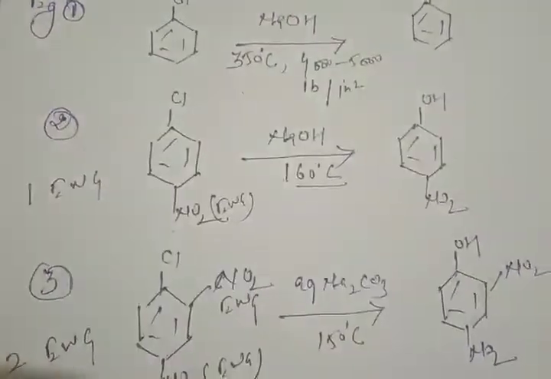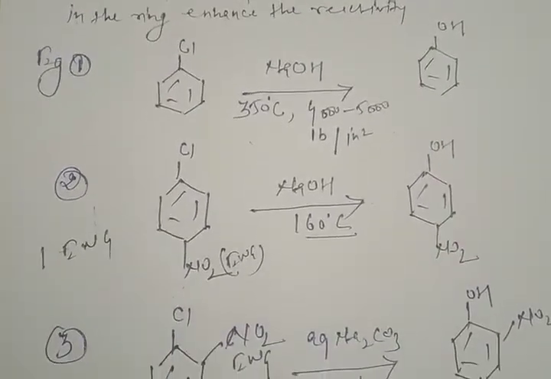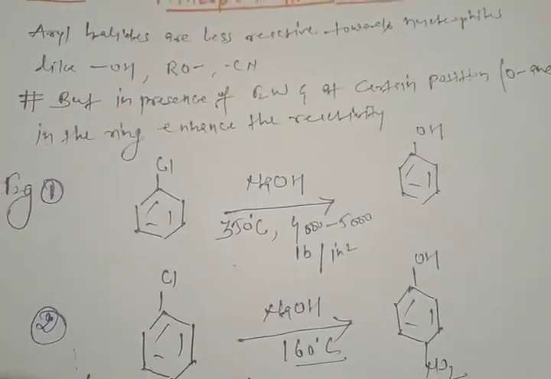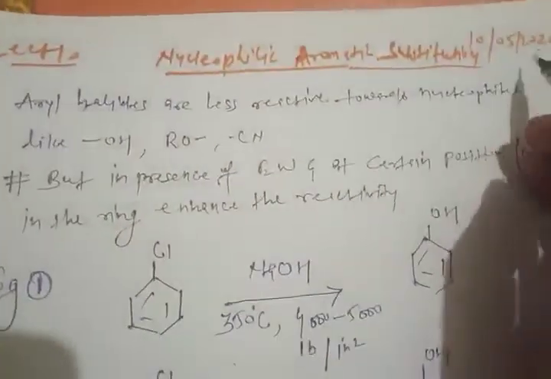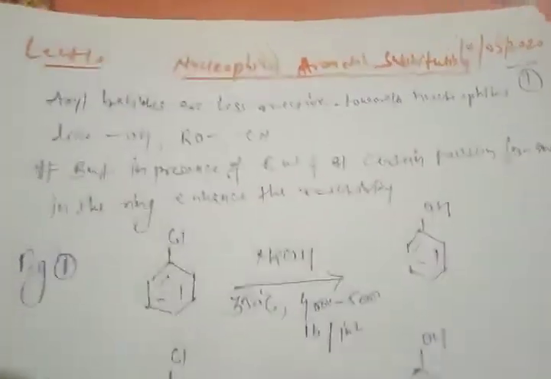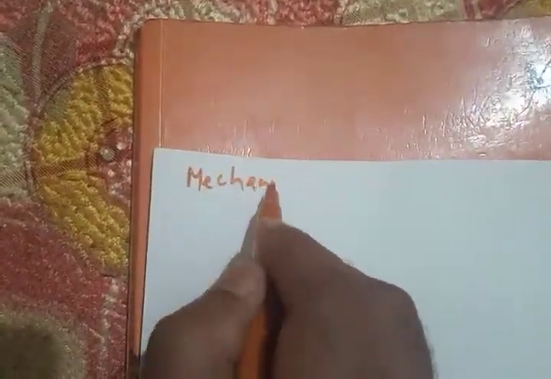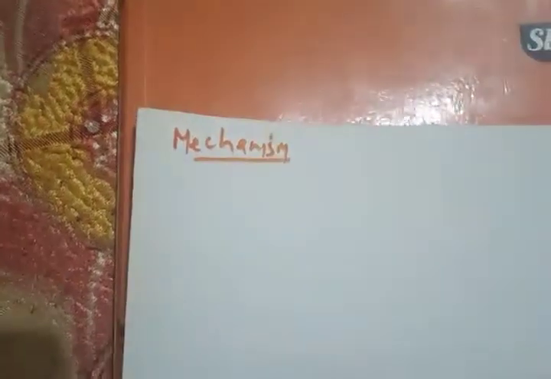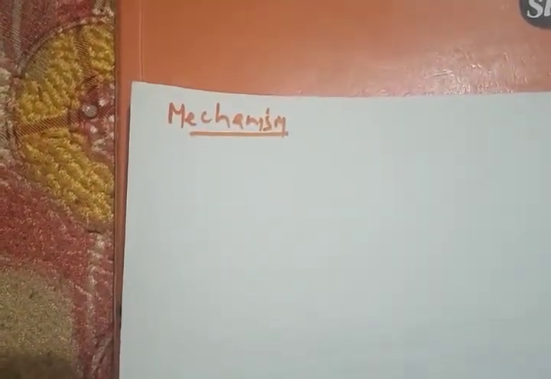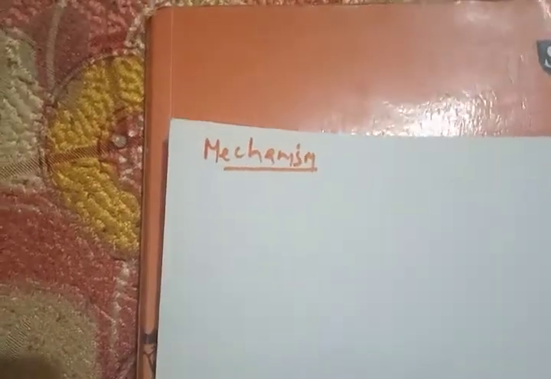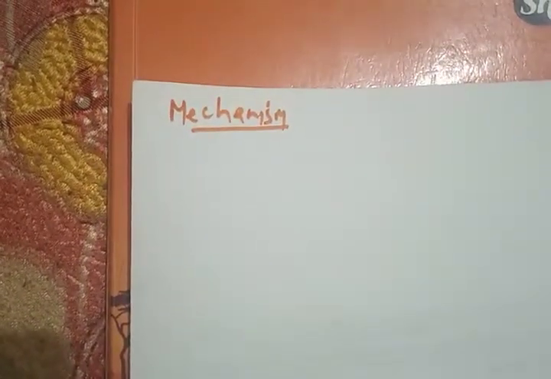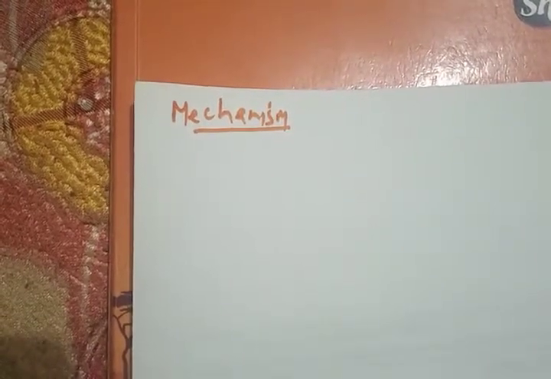Now it is very important to understand the mechanism, what mechanism it follows. So let's talk about the mechanism here. This is page number 1, and we have page number 2. What is the mechanism? What happens actually at the ortho and para positions? See, it's all about the resonance stabilization.